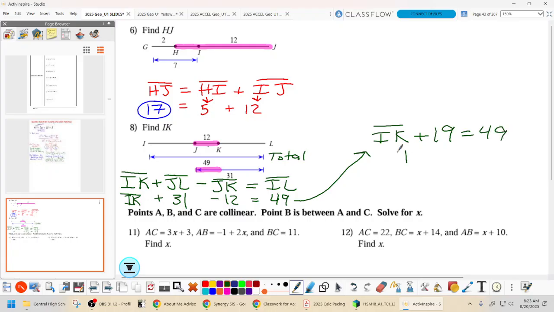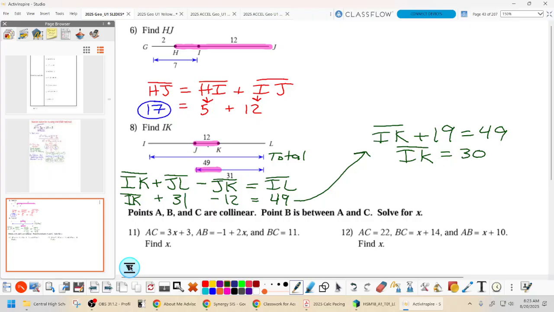Alright, subtract that, and IK is 30. Okay, and then you can plug that back in and make sure it works. Like 30 plus 49 is 79, and then minus 12. I keep adding the wrong thing. 30 plus 31 minus 12. There we go. And that's 49. So, that's the version when you have a picture.